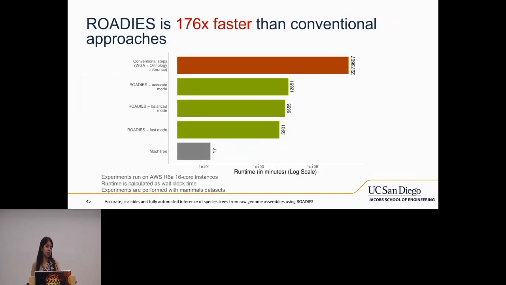We also estimated the speed up of ROADIES compared to the conventional approaches. For that, we estimated the wall clock time of ROADIES from starting step to the ending step for the mammalian dataset. For the conventional approach, we took one tool called TOGA, which does the orthology inference. We performed the whole genome alignment of a pair of mammalian genomes and inferred the orthologs using that tool. When we compared the wall clock time, we saw that ROADIES was almost 176x faster than the conventional approach. That shows the potential of ROADIES to speed up the inference of large-scale datasets.